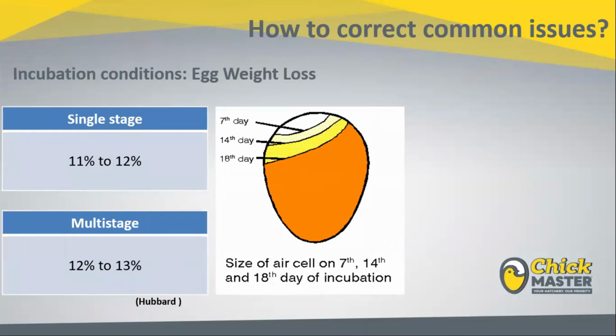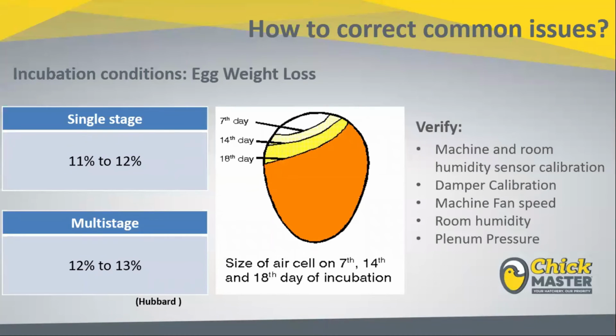Concerning the egg weight loss, what we expect is an egg weight loss between 11 and 12% with single stage, and higher than that, between 12 and 13%, with multi-stage. This is because with single stage, we have a closed damper during the first 7 days. However, with multi-stage, it's always open.